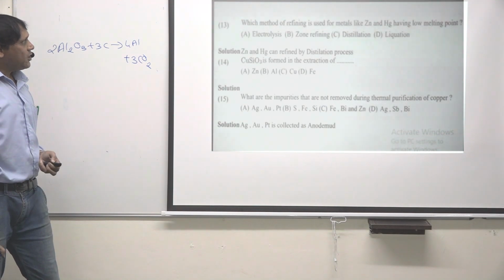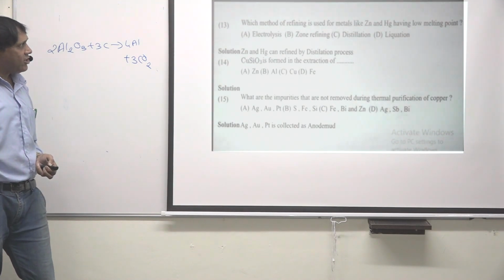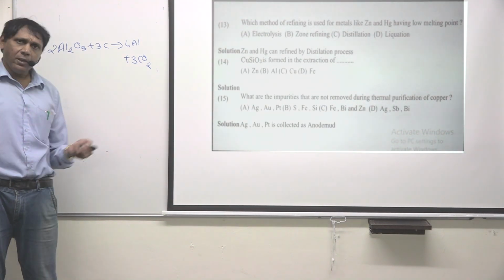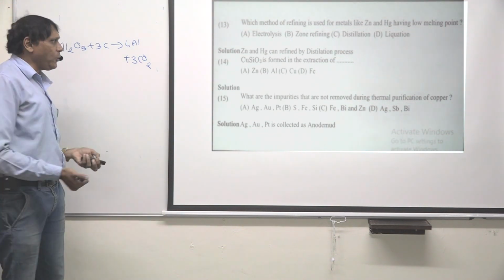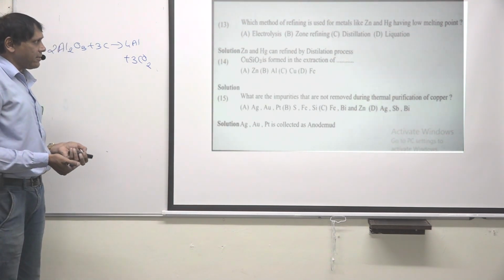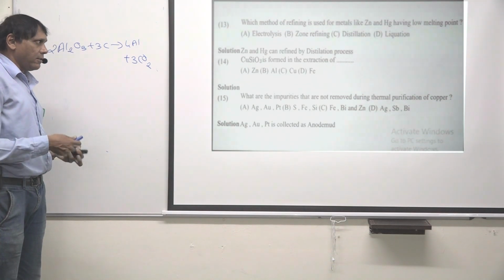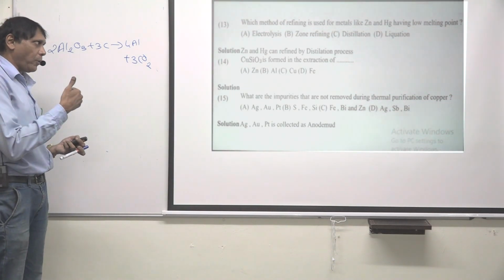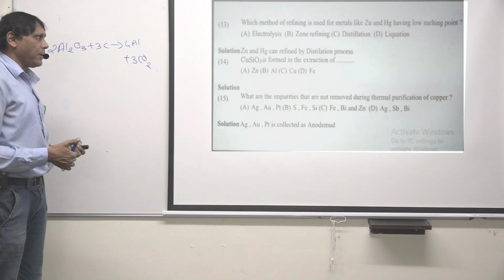Which method of refining is used for metals like zinc and mercury having a low melting point? This is a very easy textbook based MCQ. We know that distillation is the method in which metals which have a low melting point can easily be separated.